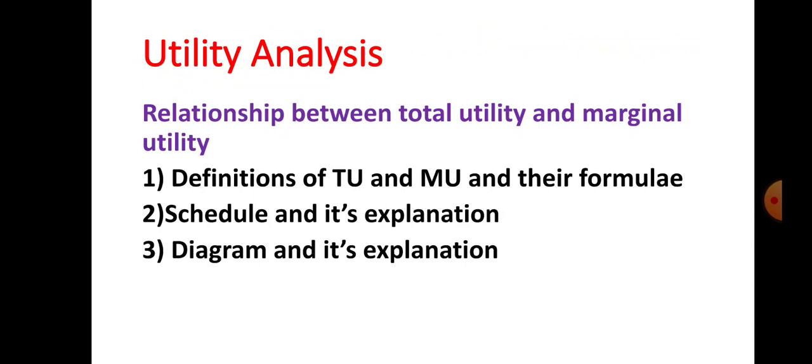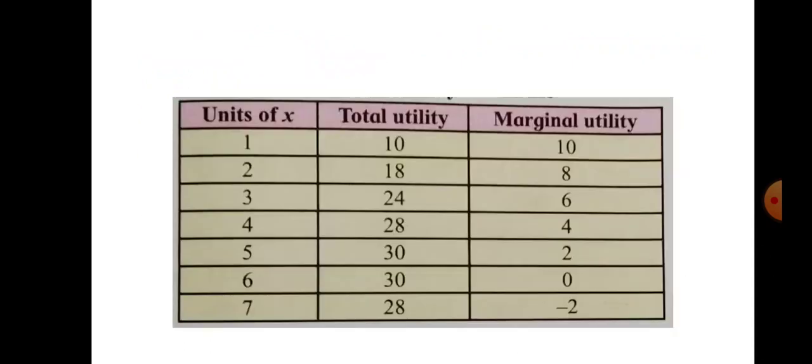And number 3, you have to draw a diagram with the help of the schedule, and you have to write an explanation of the diagram. Now let us see the schedule given here, which shows the relationship between total utility and marginal utility. When the consumer consumes the first unit of commodity, total utility is 10 and marginal utility is 10. So let us see the observation of this schedule. At the initial stage, at the beginning, both TU and MU are the same.